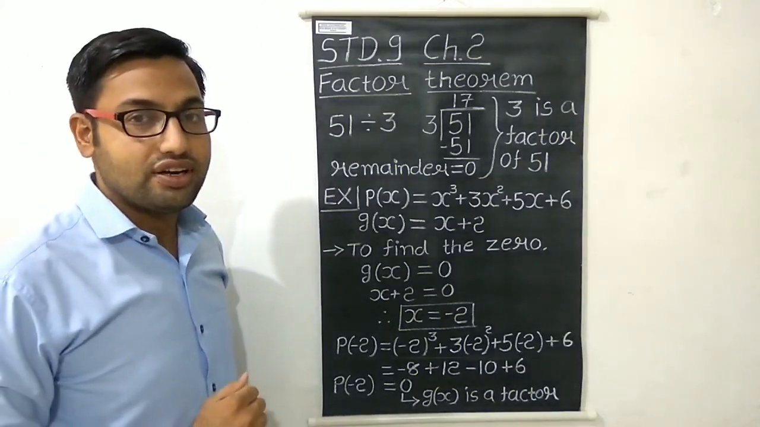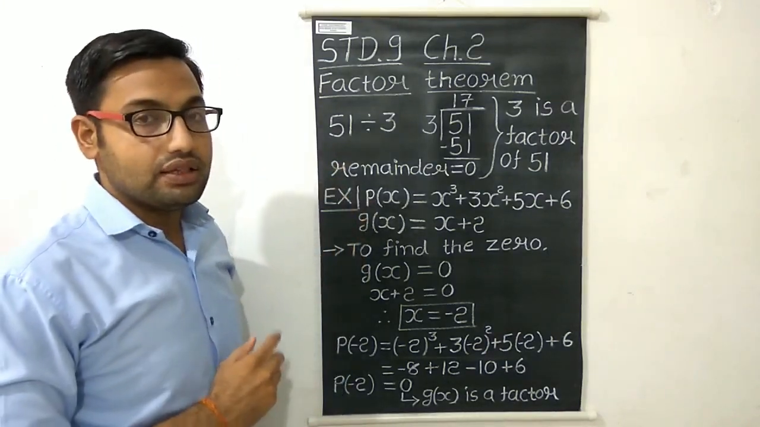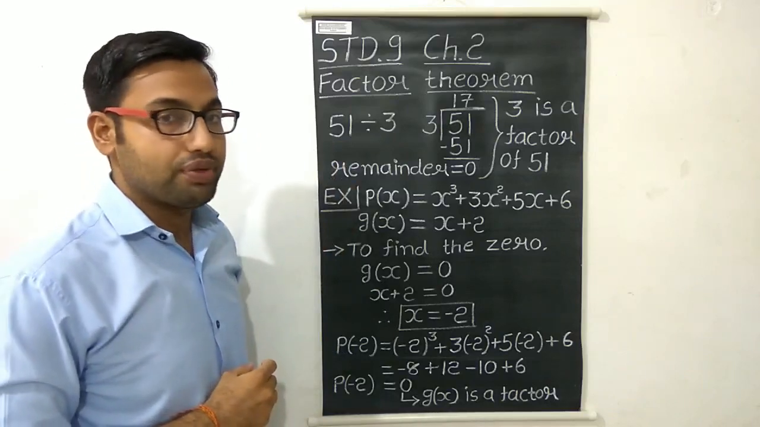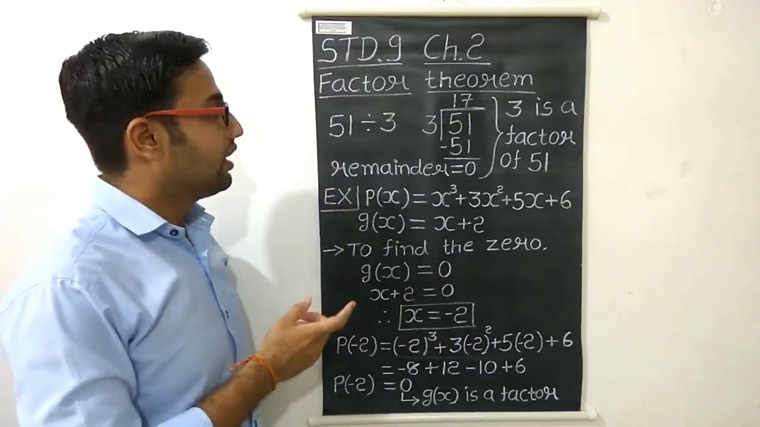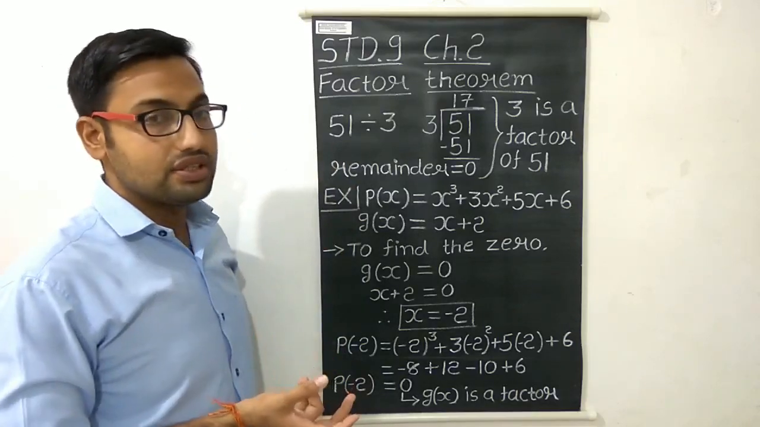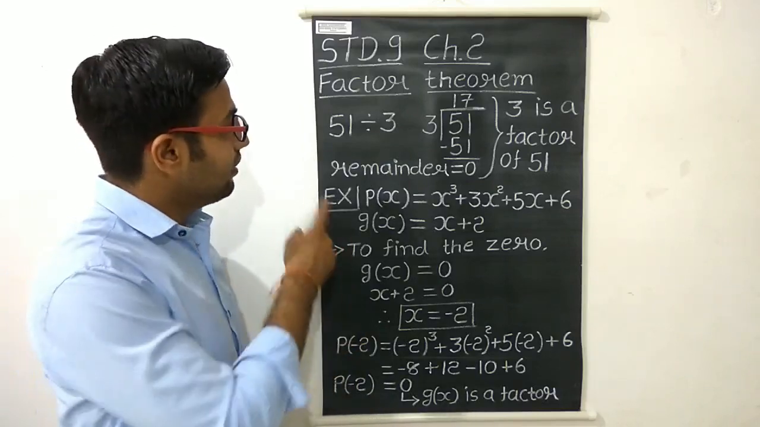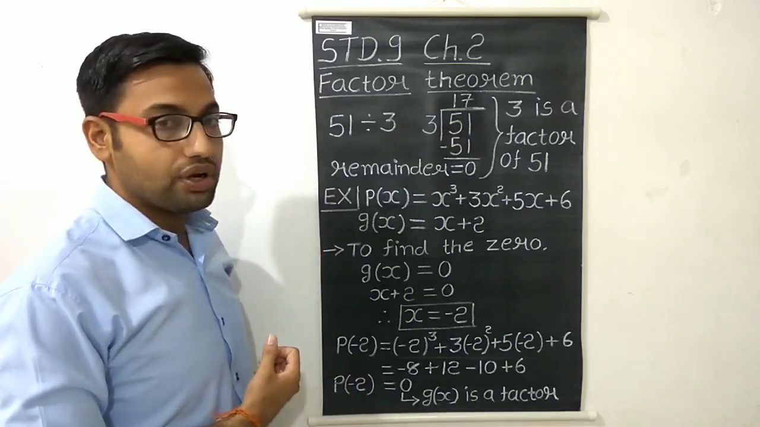Hello students, today we will study about the factor theorem. This is the topic of standard 9 chapter number 2, polynomials. So in the previous class we have studied about the remainder theorem, and that theorem is related to the division of two polynomials. Similarly, factor theorem is also related to division of the two polynomials.